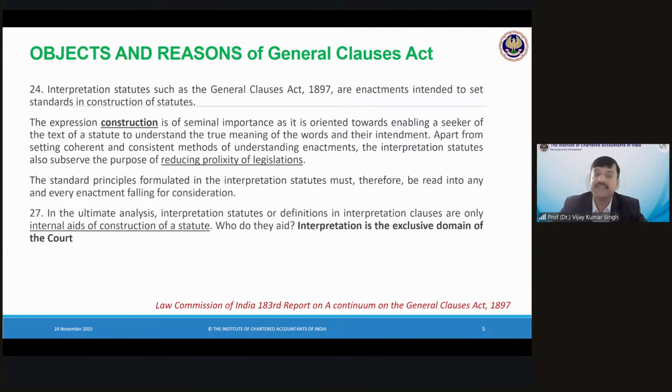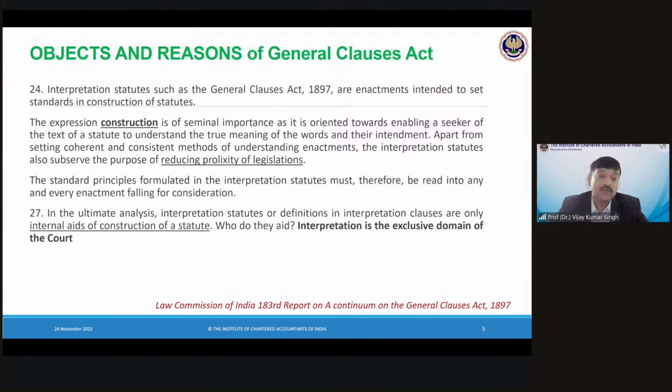There are two kinds of aids for constructing or interpreting a statute. One is known as external aid and the other is known as internal aid. Internal aid, basically, you will find in the statute itself. Whichever law you are looking at, in the law itself you will find the aid. For example, a definition clause is an internal aid to construction. Whereas there may be some external aid, like a dictionary or the parliamentary debates. These are external aids to construction of a statute, and courts use both these types of aids in interpreting the laws.